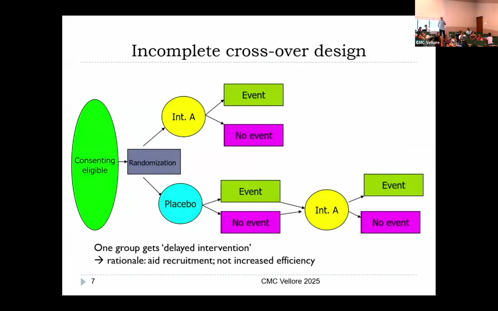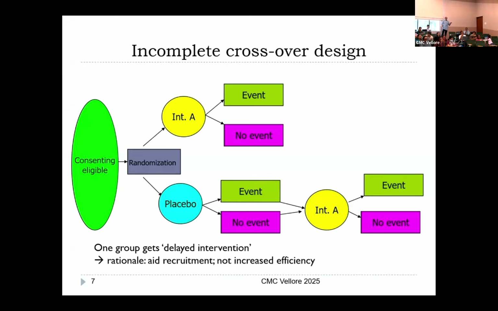We sometimes do an incomplete crossover design, and this is done because sometimes once you get the intervention, you cannot unlearn things. You just get some people to get the intervention later than others so that you can compare two things. You can answer two questions: what is the effect of the intervention at this point, or if I compare the effect of the intervention here to the effect of the intervention here, I can look at delayed intervention versus non-delayed intervention. So people do this incomplete crossover sometimes.